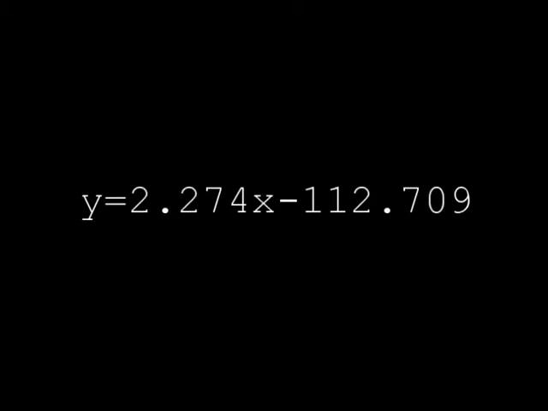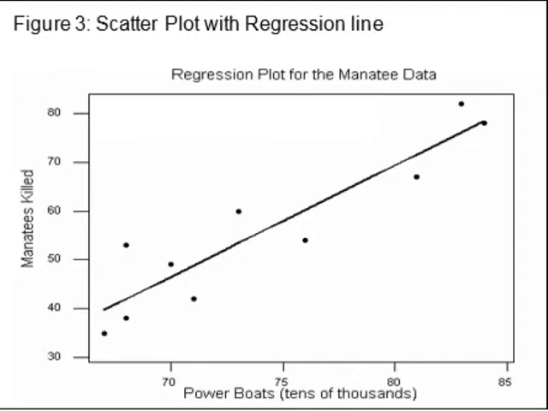My y-intercept for this research was negative 112.709. This shows that there were very few manatees killed before the boating registrations in 1990. There is no use for an x-intercept because this equation is not negative. My correlation coefficient was 0.921. This shows a strong positive correlation between the two variables.